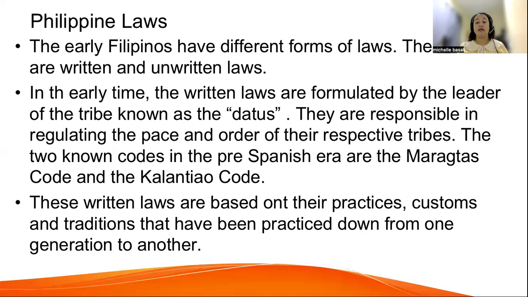Why? Because we have been colonized several times. First by the Spaniards, then came the Americans, then the Japanese, then the Americans again, and then we had more foreigners coming in. We had Chinese. So it's already a mixture of everything. And we also have the international laws, the Universal Declaration of Human Rights, the International Criminal Court, and the Rome Statute, which establishes the International Criminal Court. So these things actually affect our penal laws in the Philippines. That's why you see it's a mixture of everything.